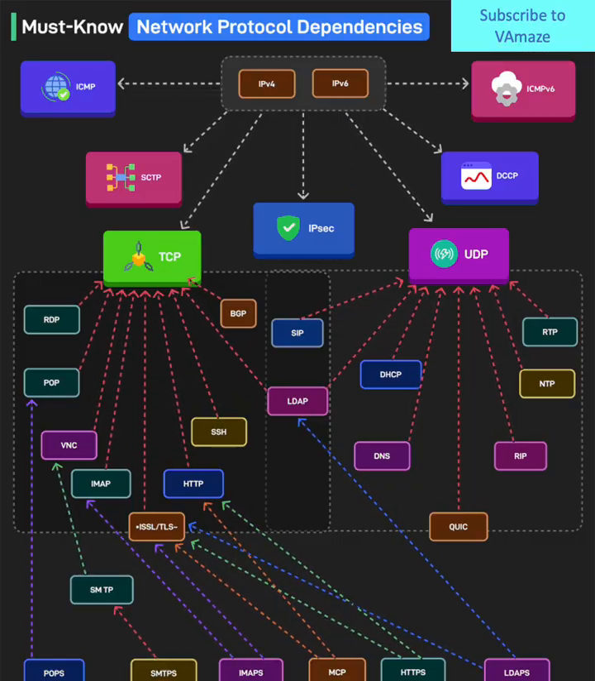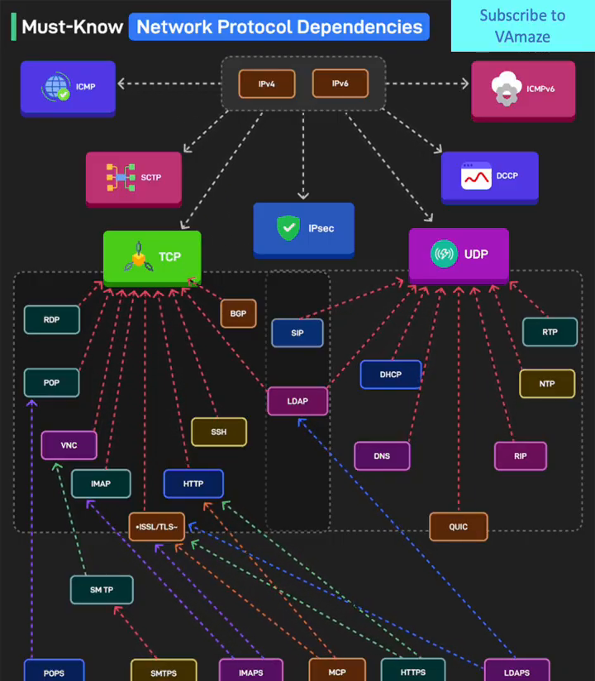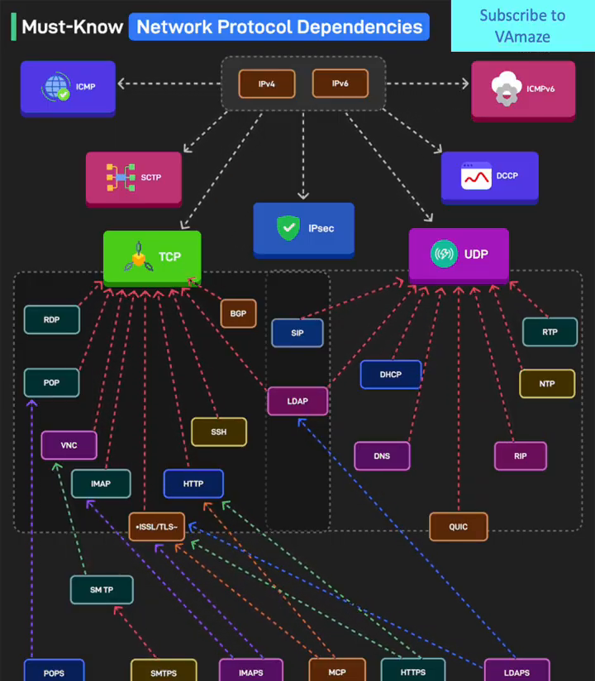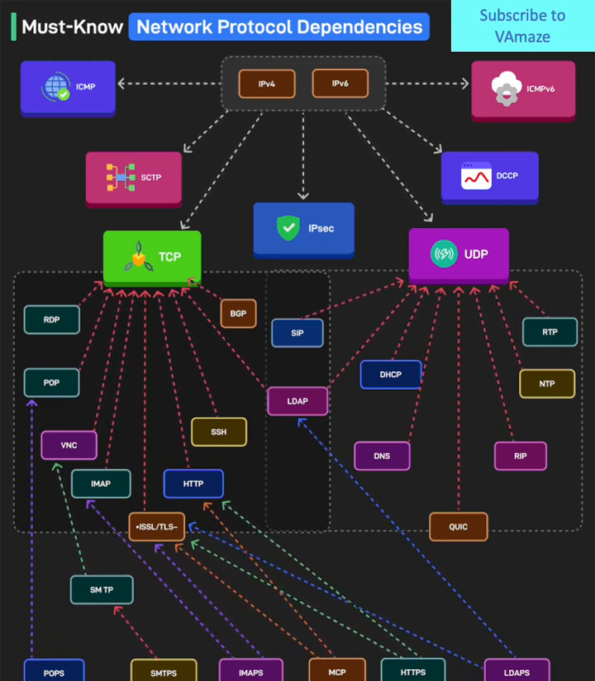Notice how many of these plain protocols, HTTP, IMAP, LDAP, etc., then point to a separate SSL/TLS box. That indicates the upgrade path to a secure version: HTTP to HTTPS, IMAP to IMAPS, POP3 to POP3S, SMTP to SMTPS, LDAP to LDAPS. Each secure variant simply rides TCP but is wrapped inside TLS.